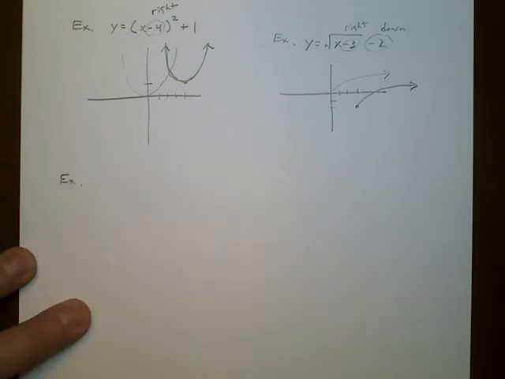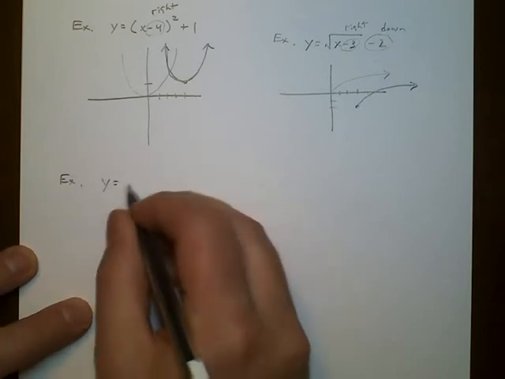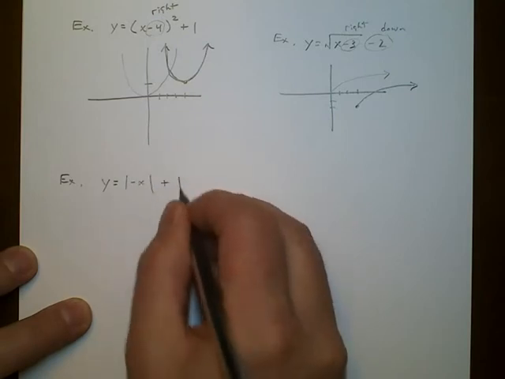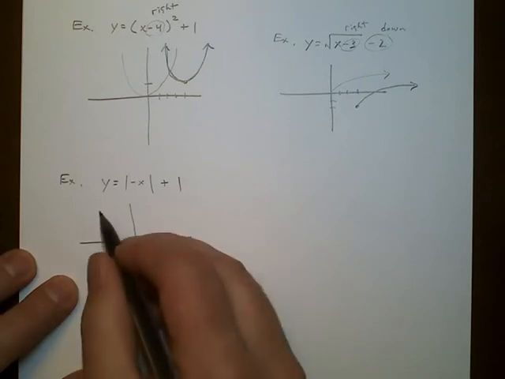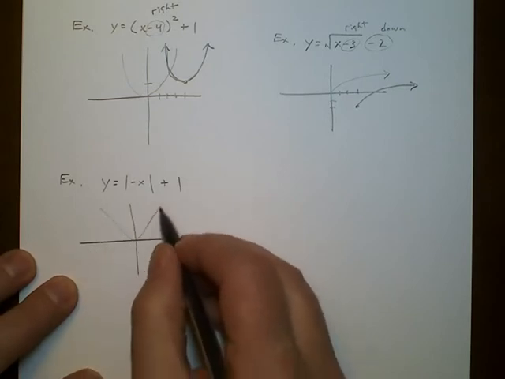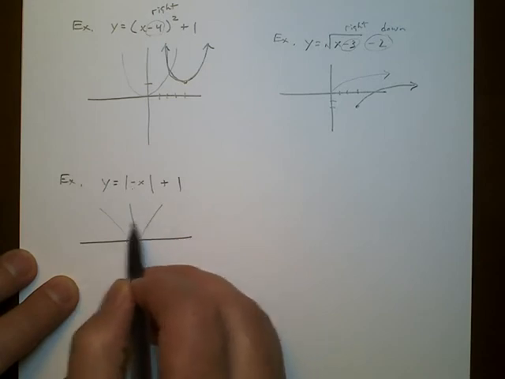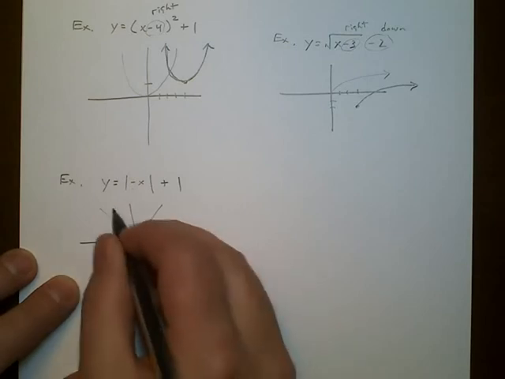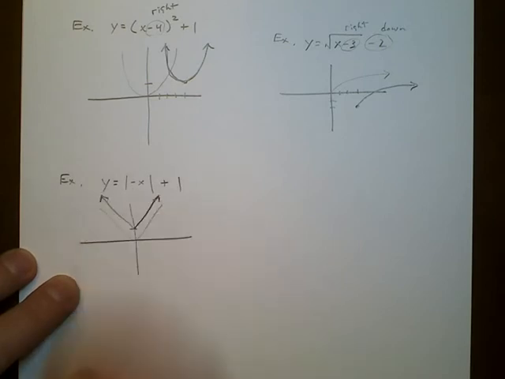Another example. Let's take y equals the absolute value of negative x plus 1. So, this is our absolute value graph, which is our V shape. Our negative 1 is multiplied internally. Since it's internally, we're going to reflect it over the y-axis, so it's going to look exactly the same. Now we're going to move it up 1. So our final graph would look like that.